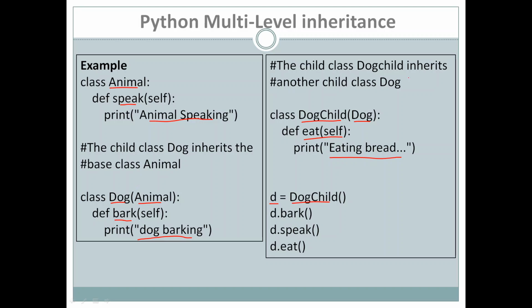and this is possible only because of this multi-level inheritance, where DogChild is inheriting Dog and Dog in turn is inheriting Animal. So DogChild contains properties of both the superclasses, that is Dog and Animal. So we can call d.bark, d.speak, or even d.eat. So this is multi-level inheritance in Python.